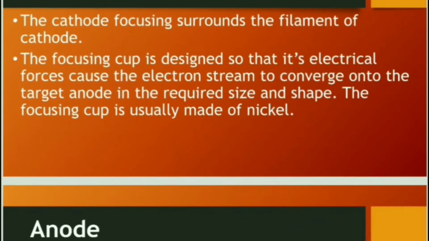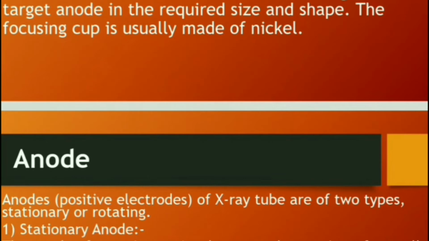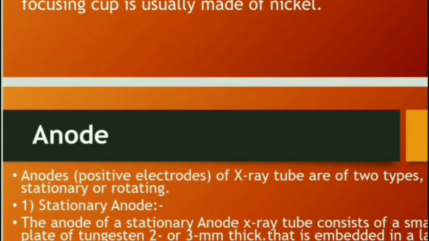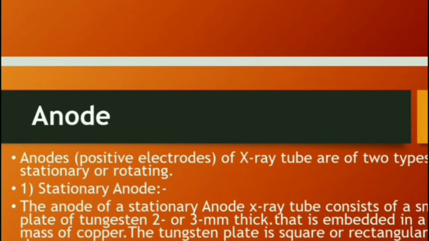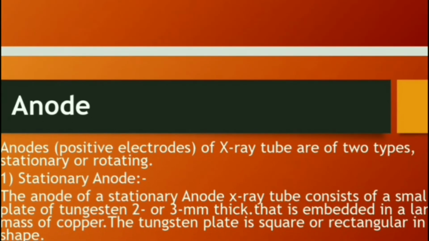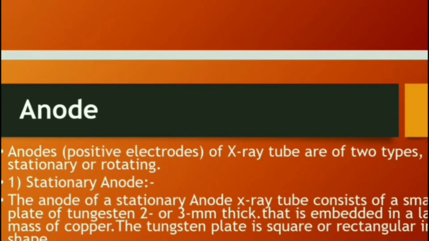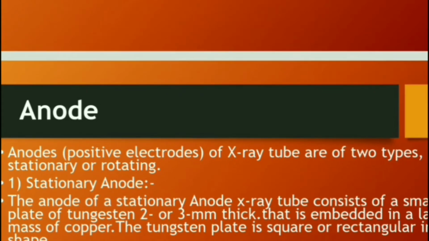Now moving towards the focusing cup. The focusing cup is present at the filament of the cathode, so the cathode focusing cup surrounds the filament. The focusing cup is designed so that its electrical forces cause the electron stream to converge onto the target anode in the required size and shape. The focusing cup is usually made of nickel. So here is the purpose of the focusing cup, which I have already mentioned.